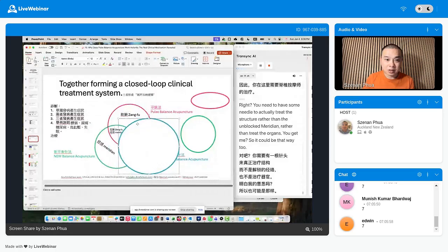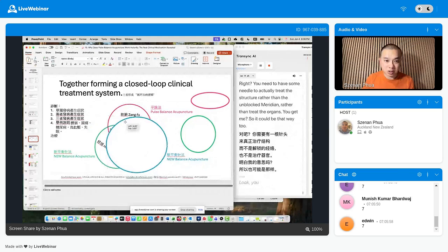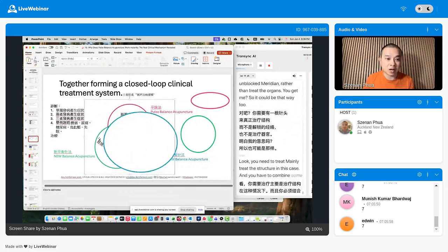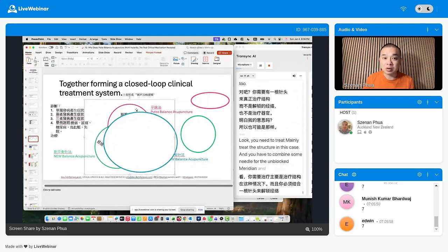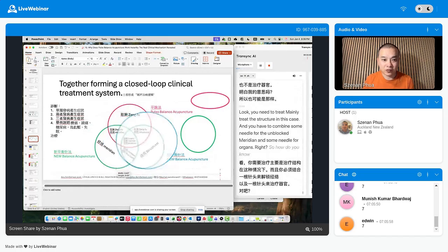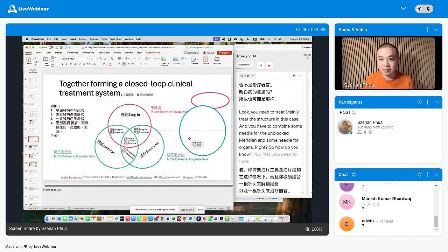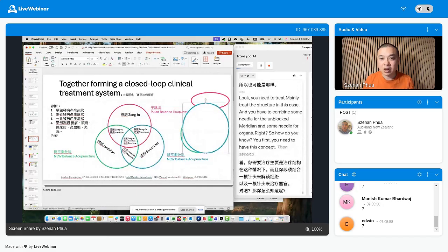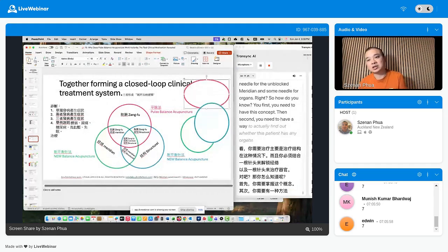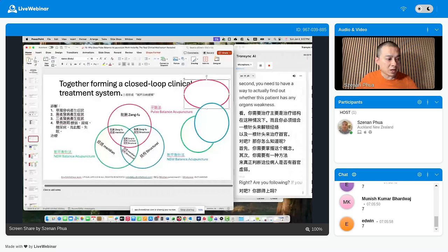Look, you need to treat the structure in this case, and you have to combine some needle for unblocking the meridian and some needle for organs, right? So how do you know? You need to have this concept, and second, you need to have a way to actually find out whether this patient has any organs weakness, right? Are you following? If you are, please reply 8.